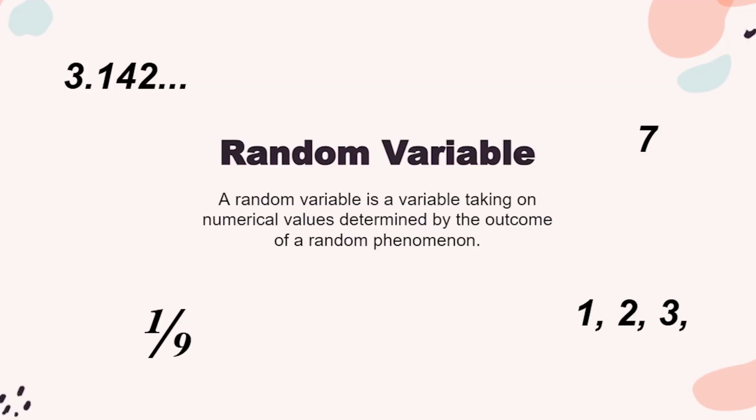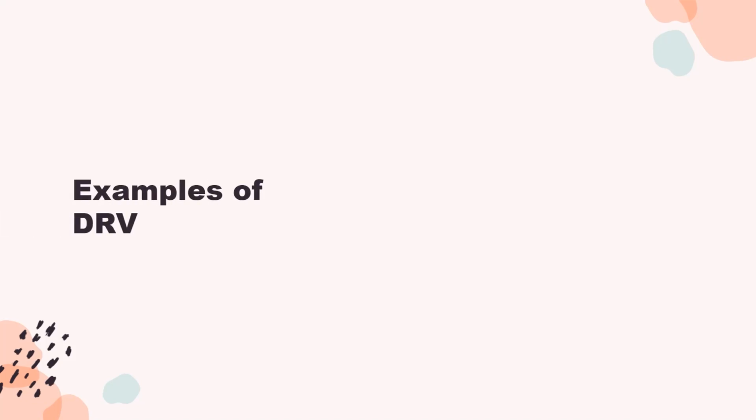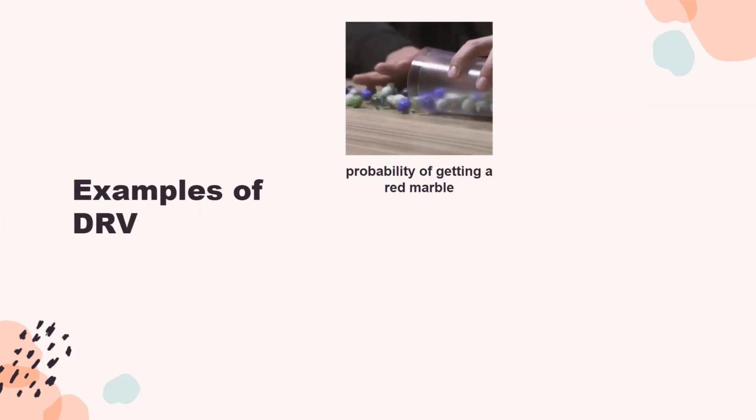A random variable is a variable taking on numerical values determined by the outcome of a random phenomenon. A discrete random variable is a random variable that has countable numbers, usually positive integers. These are examples of discrete random variables.